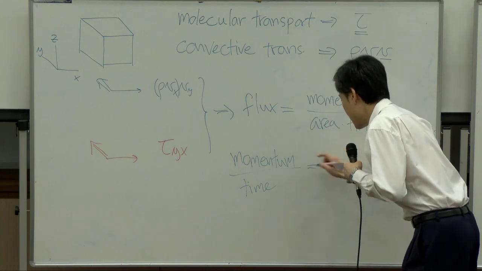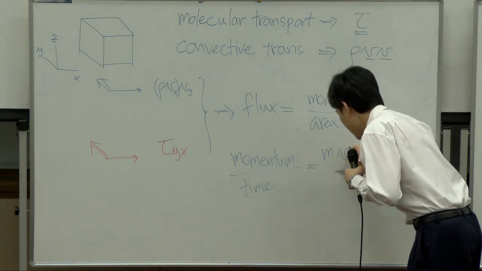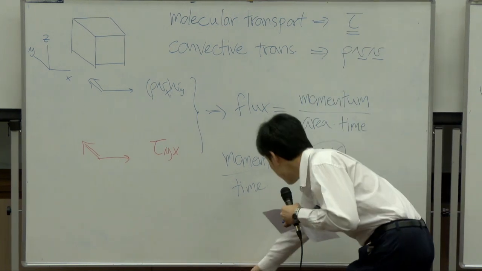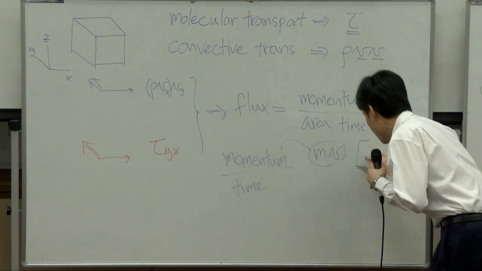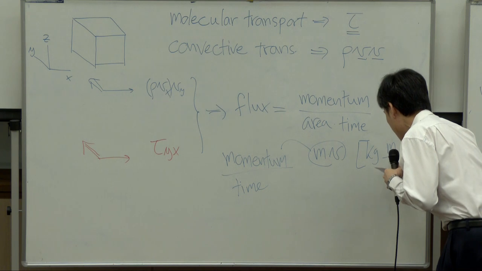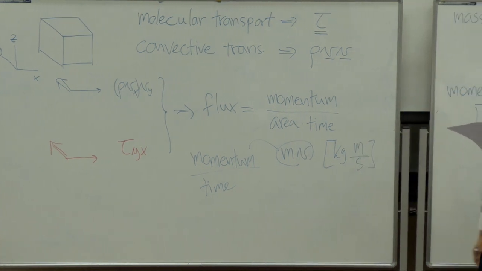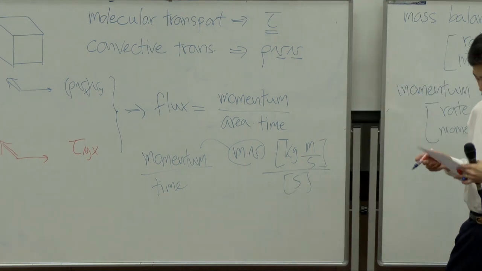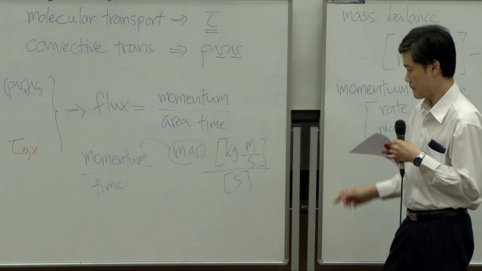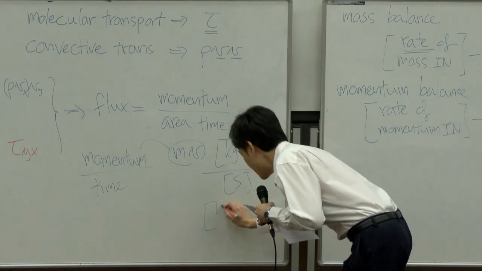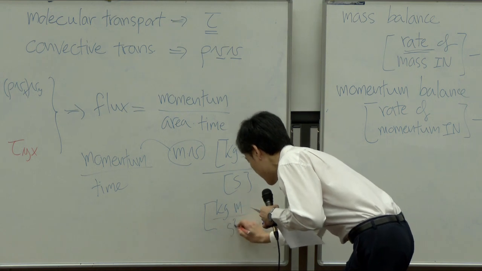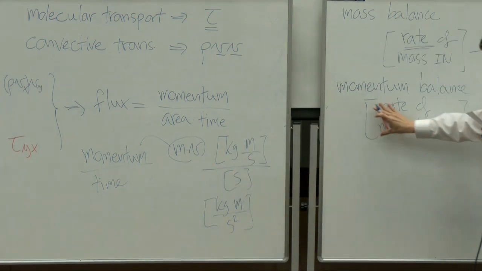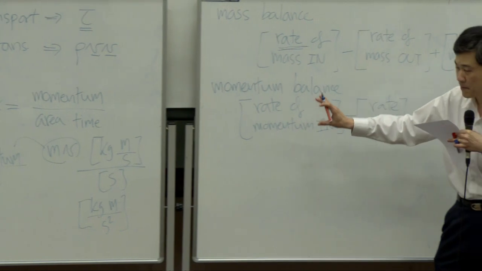Momentum is mv. Okay? So the unit is supposed to be kilogram meter per second, that's momentum. Per unit of time, right? So at the end, you should get kilogram meter per second squared as the unit of momentum rate. So this equation is supposed to have a unit of kilogram meter per second squared.